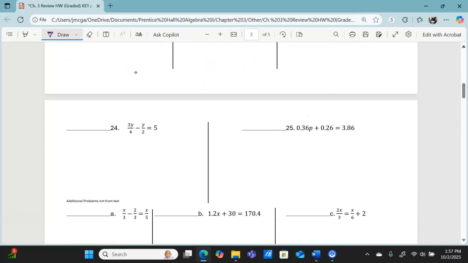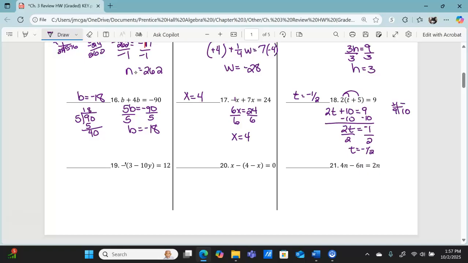19. The first thing we need to do is, this is a negative 1 here, so we need to change the signs of everything inside there. So negative 3 plus 10y equals 12. Add 3 to both sides. We get 10y equals 15. Divide by 10. And we get y equals 15 over 10, which is 1.5. Move that decimal 1 to the left when you divide by 10. So we get y equals 1.5.